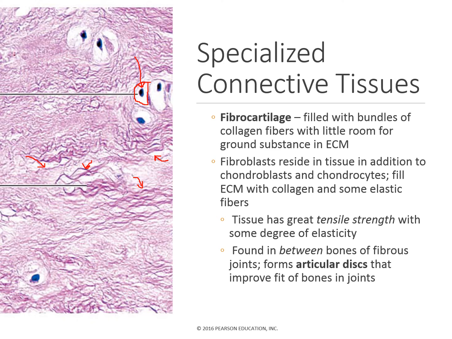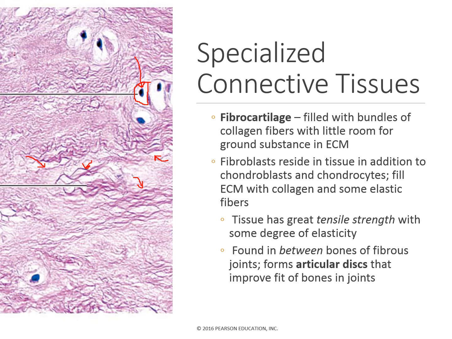You'll find fibrocartilage in between the bones of your fibrous joints. So for example, think about the pubic symphysis. There's a strip of fibrocartilage between the pelvic bones anteriorly. You'll also find this cartilage forming the articular discs that improve the fit of bones within your joints. So you can think of, for example, the meniscus, a thick cartilage disc that improves the fit between the femur and the tibia in your knee.